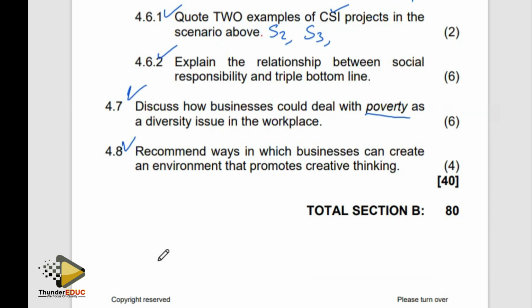Okay, right. So now, recommend ways in which businesses can create an environment that promotes creative thinking. It means that they must emphasize the importance of creative thinking at the workplace to their staff members, so that all these employees can hear whatever the management wants them to hear, and the management in the same manner can also hear whatever the staff members are expecting the managers to hear.